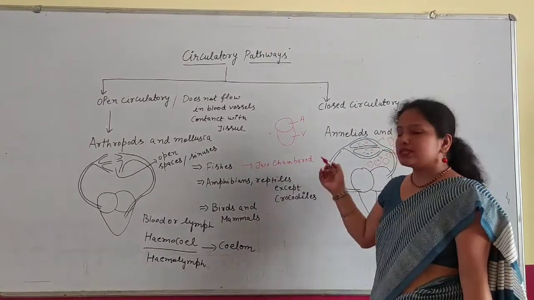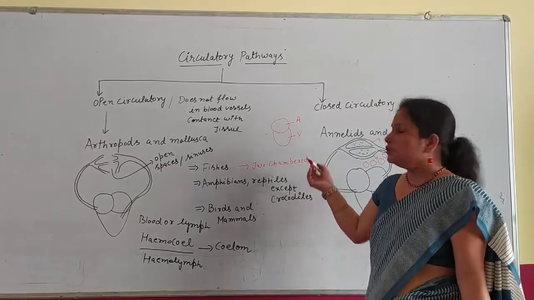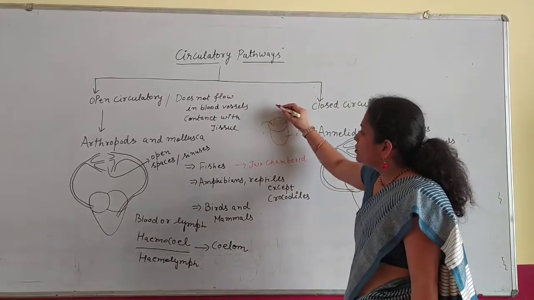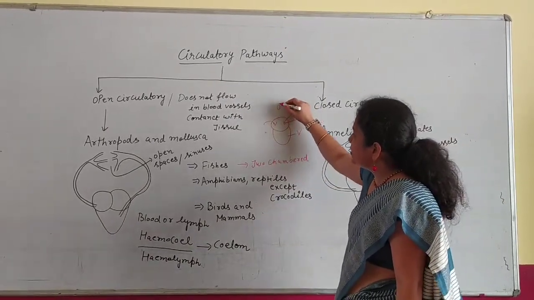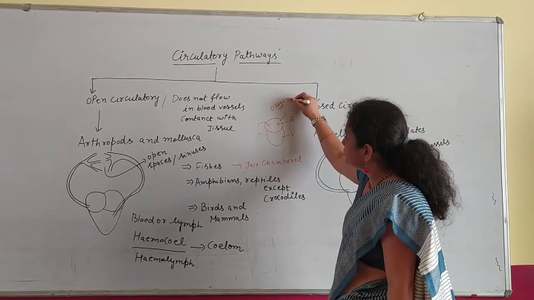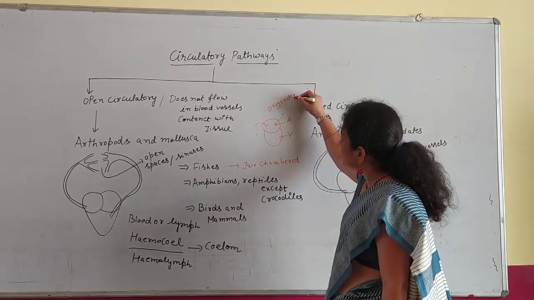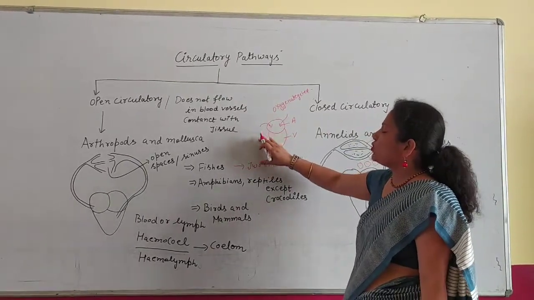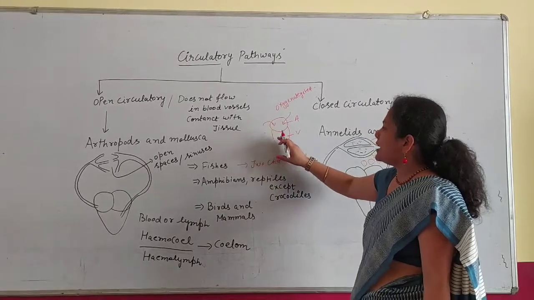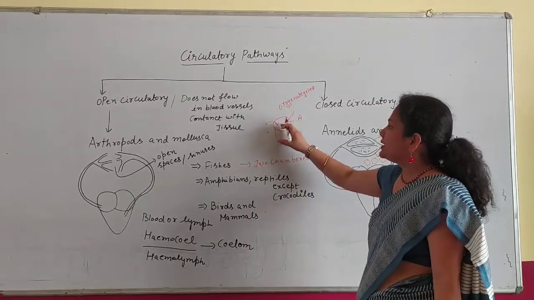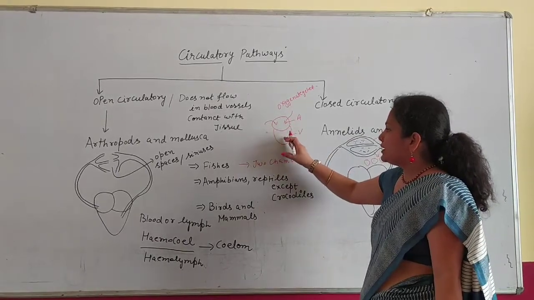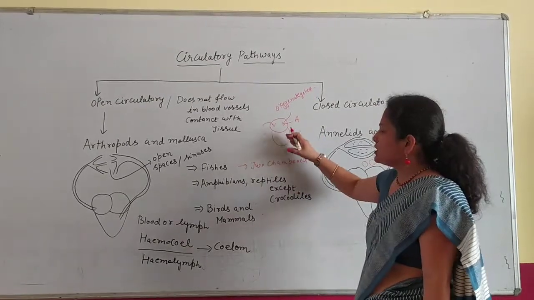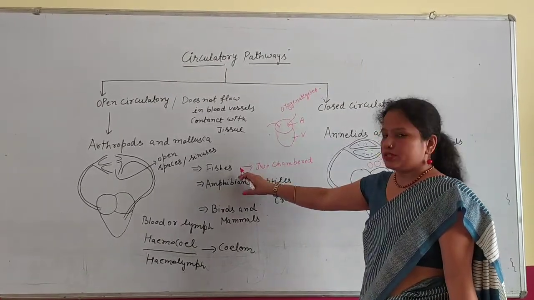So we can say there is mixing of the blood in the case of fishes. The auricle collects the blood from the body, and it supplies the blood to the ventricle, and in the ventricle there will be the mixing of the blood. So there will be single circulation in the case of fishes.